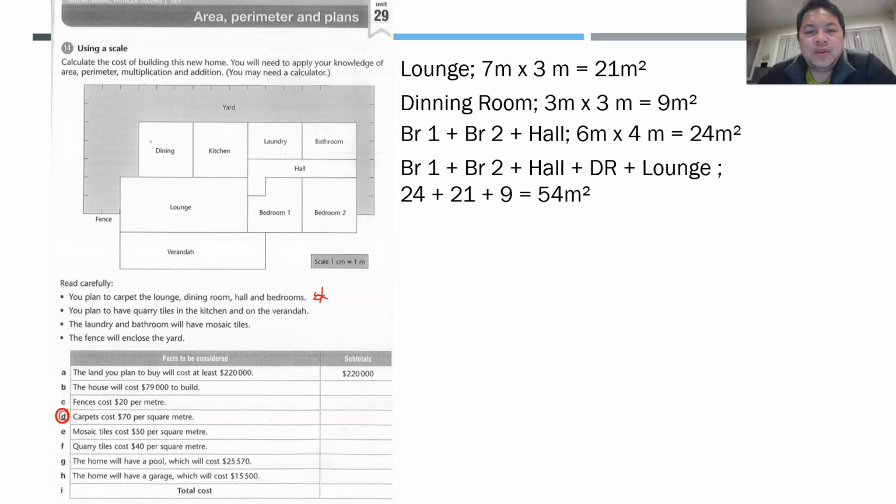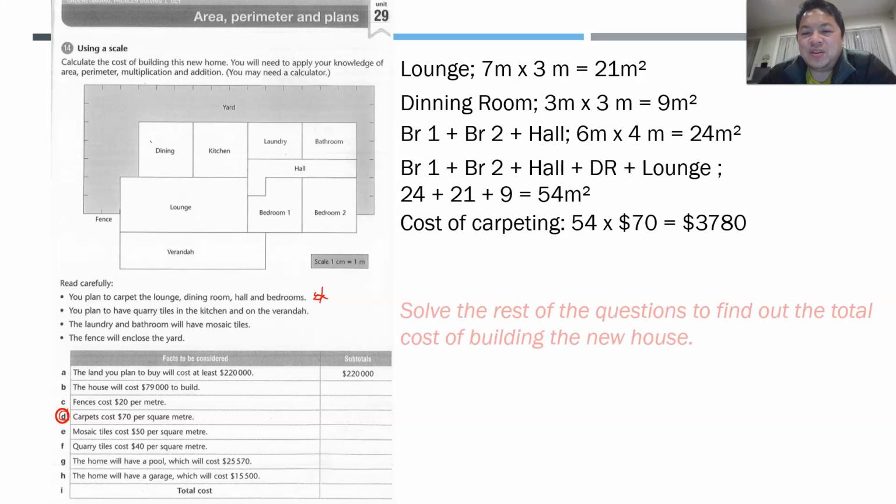square meters. Now I need to find the total area of the 5 different rooms, which is 54 square meters. We are told that each square meter of carpet is $70. So $70 times 54 square meters gives me $3,780 to carpet the 5 rooms. Solve the rest of the question to find the total cost that you need to spend for this new house. A very, very interesting question, isn't it?